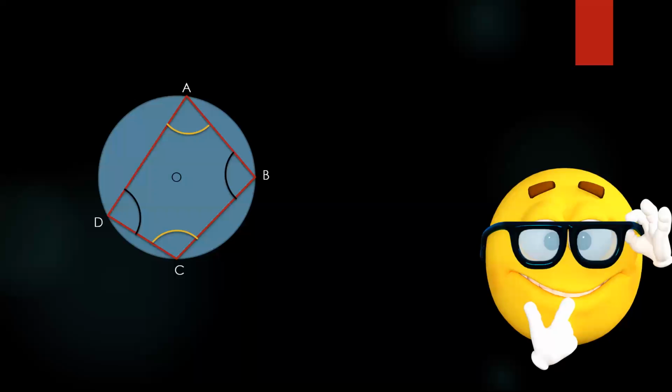Look at here. You can see a quadrilateral inside a circle, right? So this quadrilateral is known as a cyclic quadrilateral. Why is it called a cyclic quadrilateral? Because every point of the quadrilateral lies on the circumference of a circle.